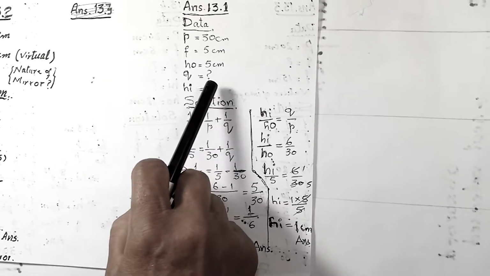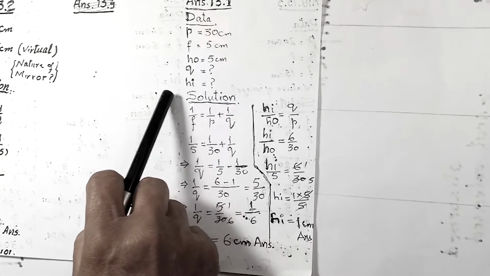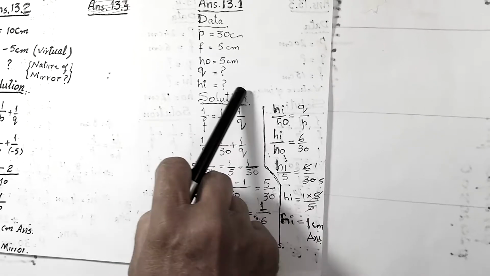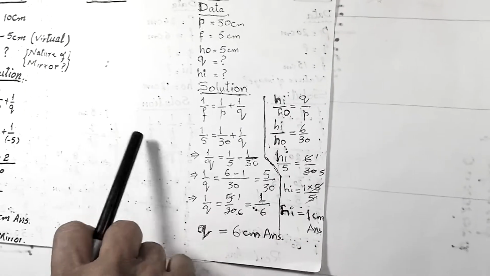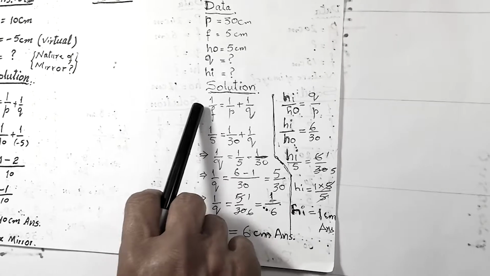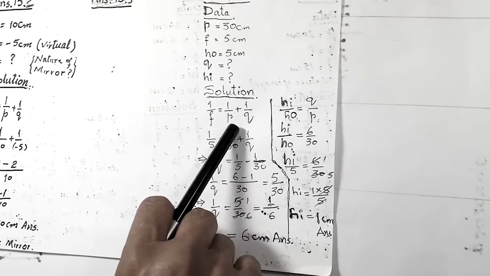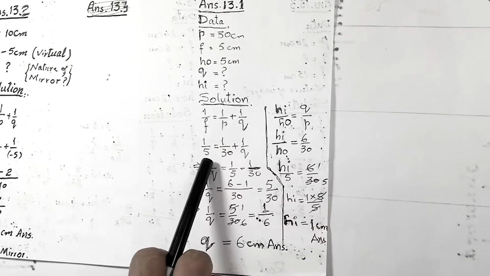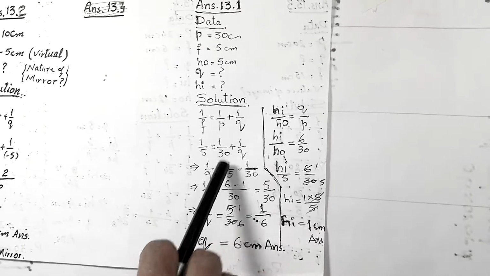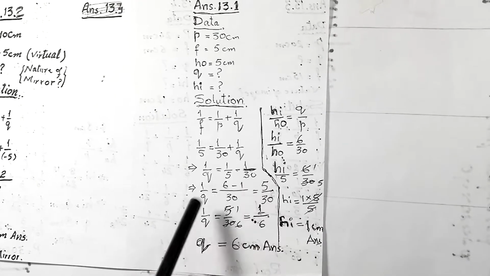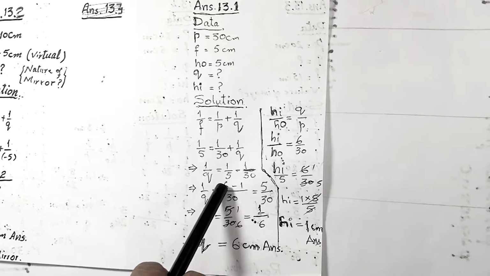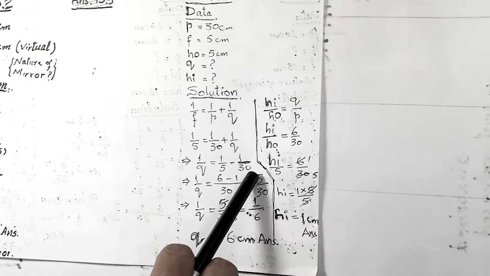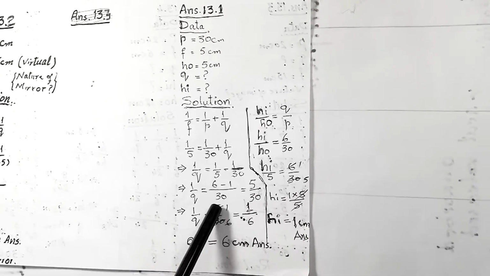So Q is to be found out, as well as the size of the image, meaning HI, height of the image, is to be found out. Now the solution. We will select this first formula: 1 upon F is equal to 1 upon P plus 1 upon Q. By putting the values from the data, we get 1 upon F is equal to 1 upon 30 plus 1 upon Q. Now 1 upon Q is equal to 1 upon 5 minus 1 upon 30. So by taking the LCM of 5 and 30, we get the LCM 30.